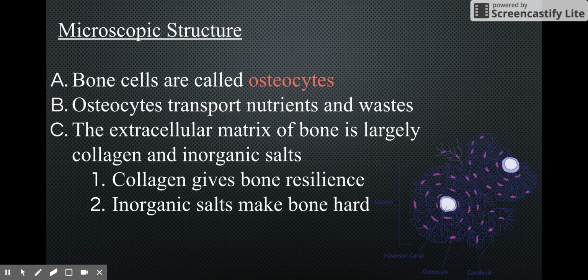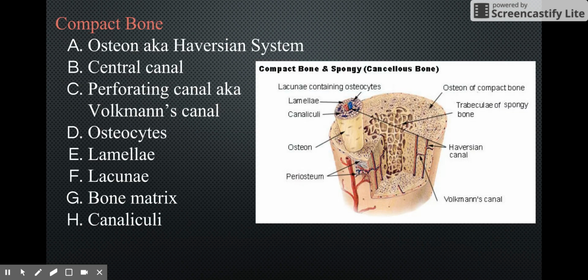Around that, you're going to notice a lot of gaps and spaces. We call it the extracellular matrix. A lot of inorganic salts are in here because your body needs them to help with the different resiliences and strengths of your bones. You're also going to have some collagen in there to help with that as well.